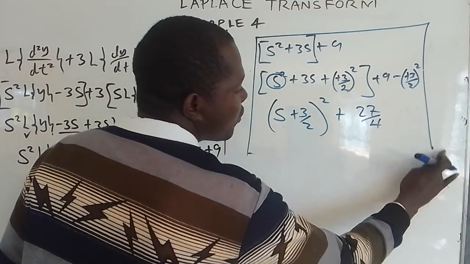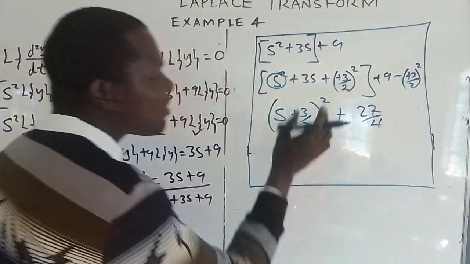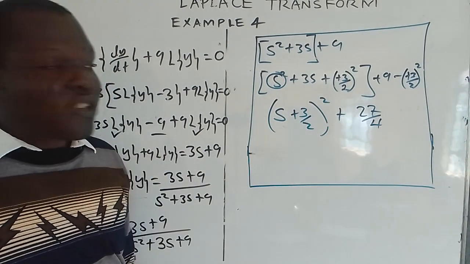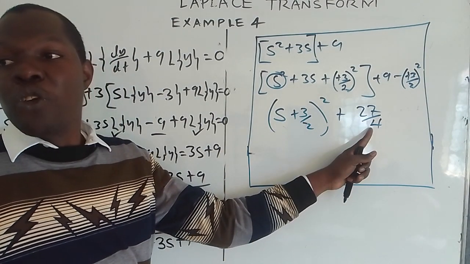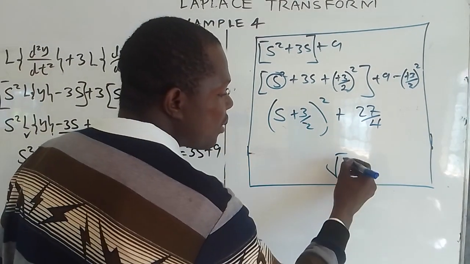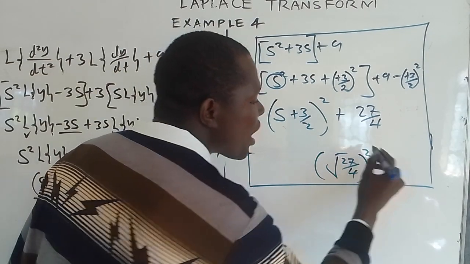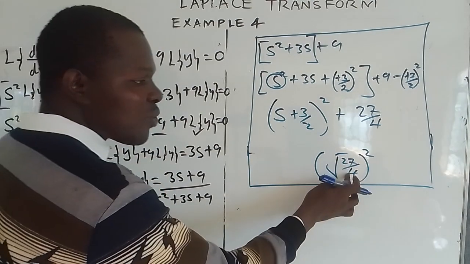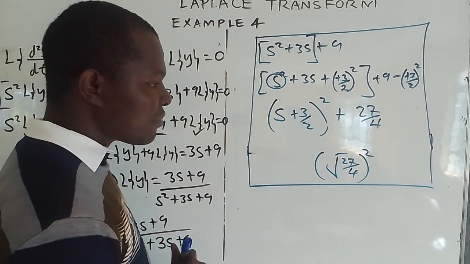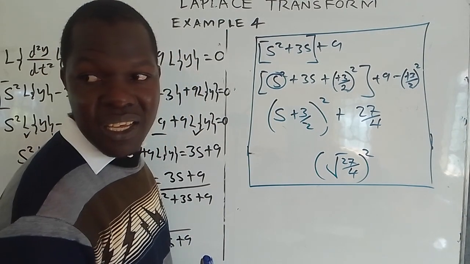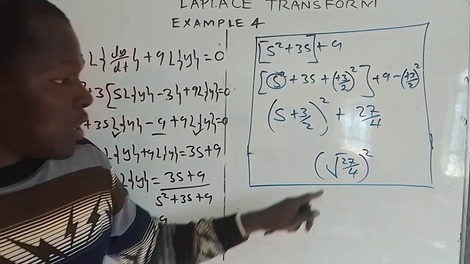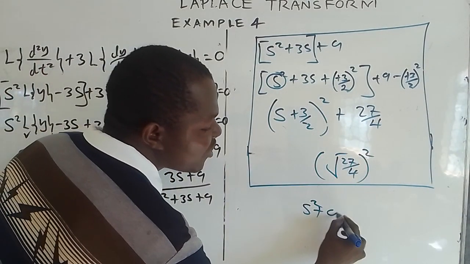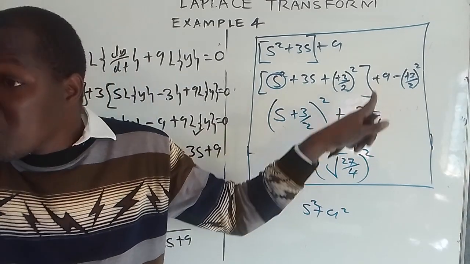Then what is the next thing you do? You know it is always s squared plus what? Plus a squared. Because this is s plus something, meaning this is going to be squared, isn't it? Meaning you look for the square root of 27 over 4, then you put the square outside, because our expression will be in the form s squared plus a squared, meaning this term 27 over 4 should be squared, isn't it?